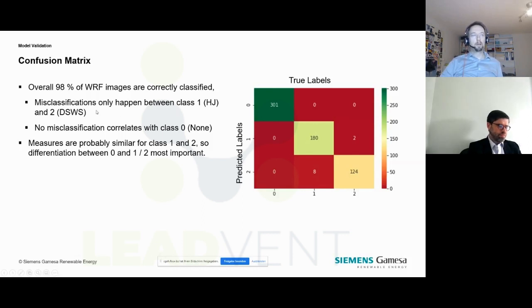And the main takeaway, what also made us quite happy, is that the misclassification only happens between class 1 and class 2. And class 1 corresponds to hydraulic jump, and class 2 corresponds to downslope windstorm. So there is actually no misclassification that is correlating between class 0 and any of these critical events. And that's the main kind of prediction that we want to have.